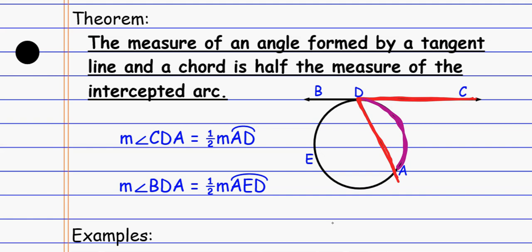Now, granted, there's another angle that I could look at here. I could look at this angle instead, angle BDA, another angle that's formed by the tangent line and a chord. And if I looked at that angle, the arc that's inside of that angle would be this arc right here. And once again, the relationship is the same as an inscribed angle. That angle in red is half the measurement of the arc that's inside of it. So when we talk about the intercepted arc, it's the arc that's inside of the angle.